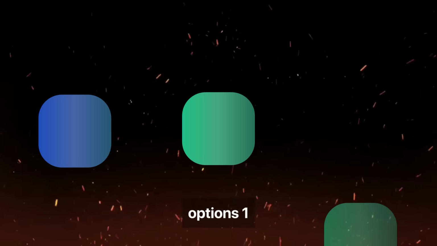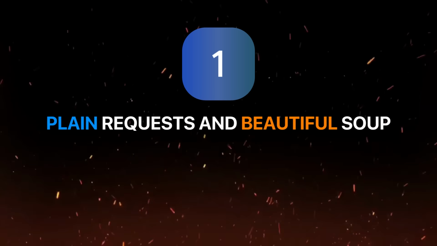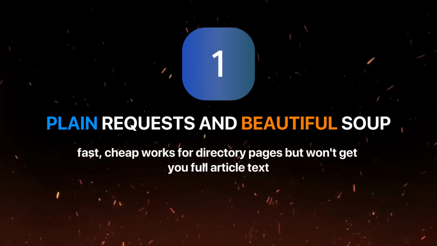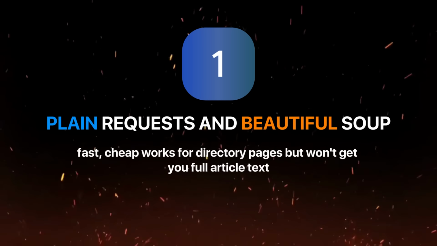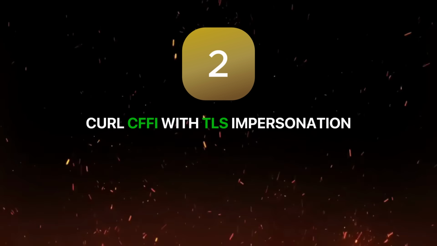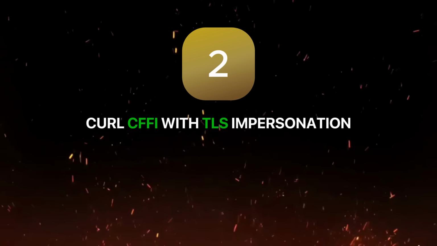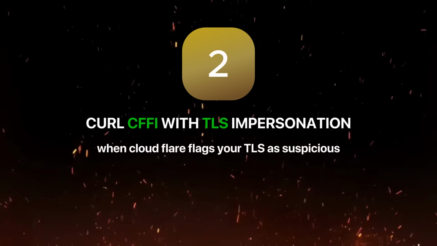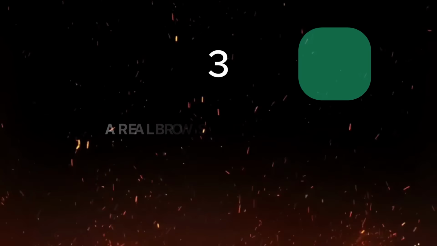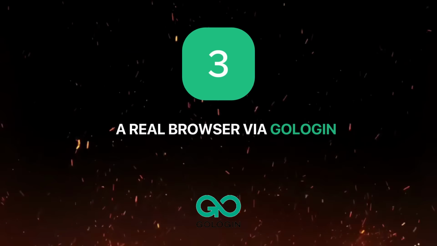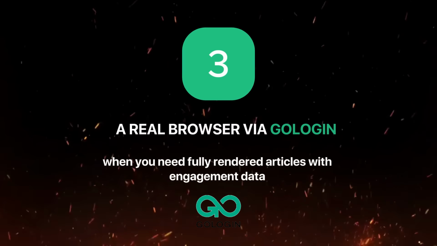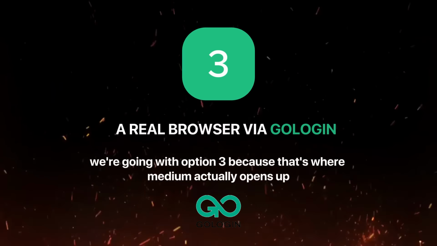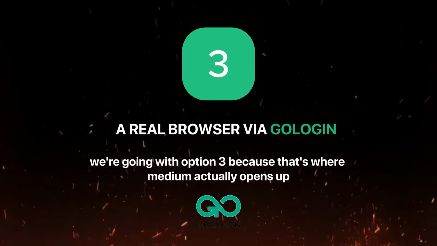You've got 3 options. 1, plain requests and Beautiful Soup. Fast, cheap, works for directory pages, but won't get you full article text. 2, curl CFFI with TLS impersonation, when Cloudflare flags your TLS as suspicious. 3, a real browser via GoLogin, when you need fully rendered articles with engagement data. We're going with option 3 because that's where Medium actually opens up.